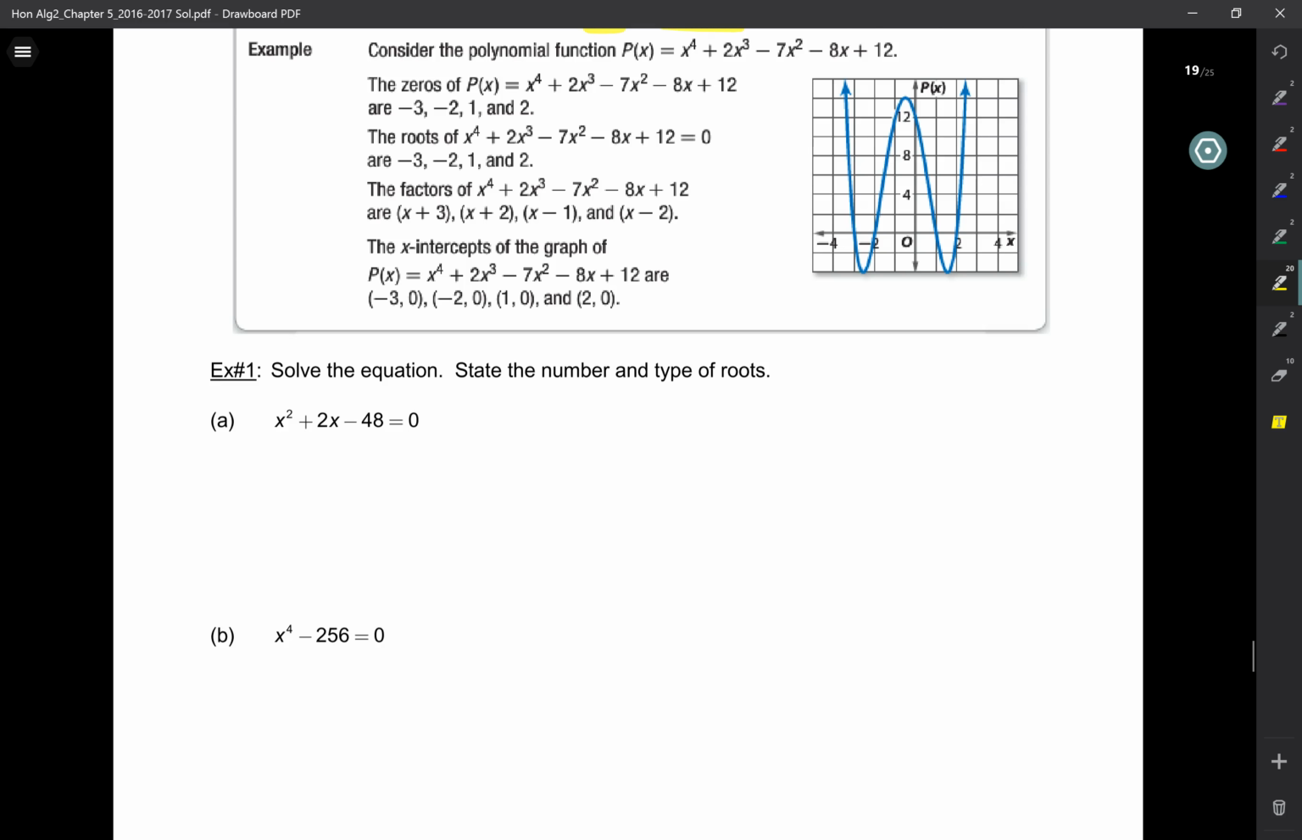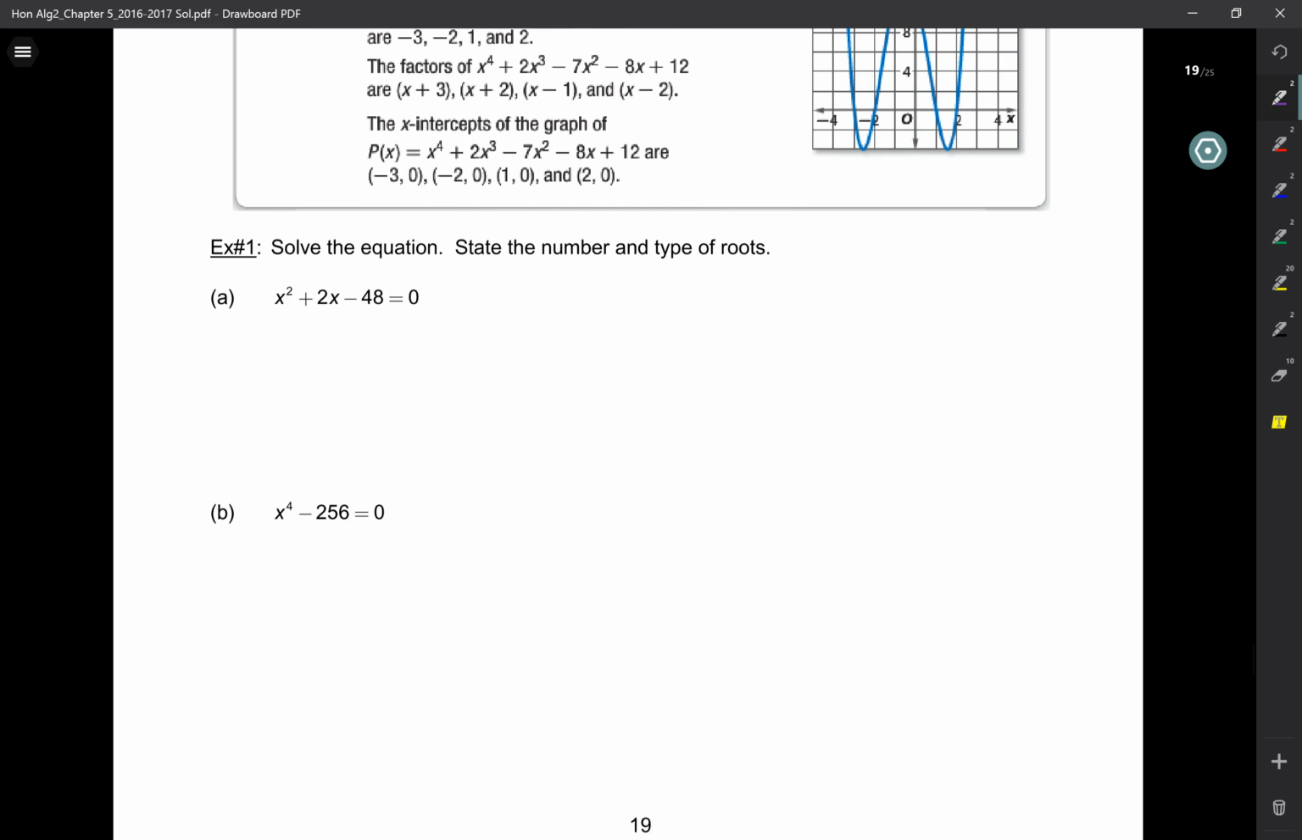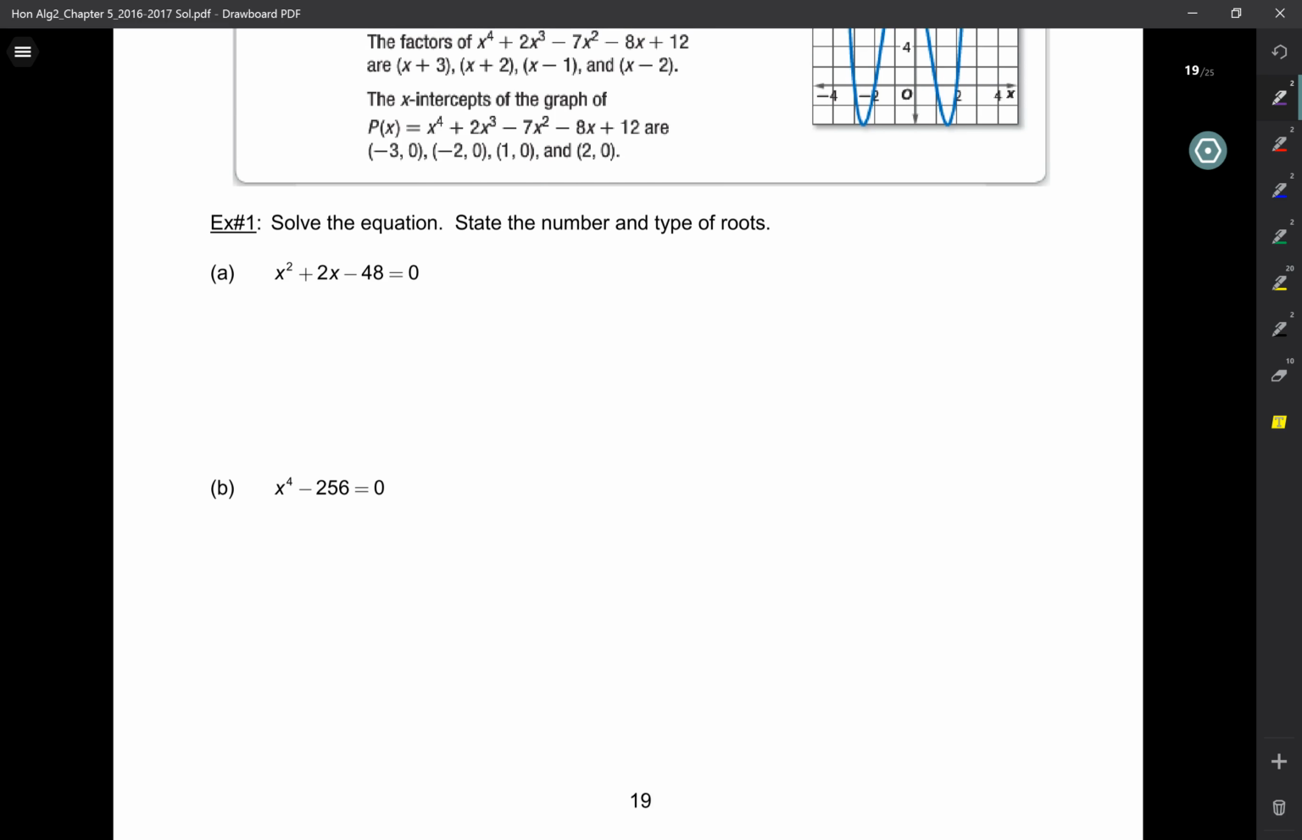So here, why don't we solve this equation and state the number and type of roots. The first one is a quadratic equation. So to solve, I'm just going to factor it in quadratic form. And here I'm looking for two numbers that multiply to negative 48 and add to 2. X minus 6 and x plus 8. So x is equal to 6 and x is equal to negative 8.